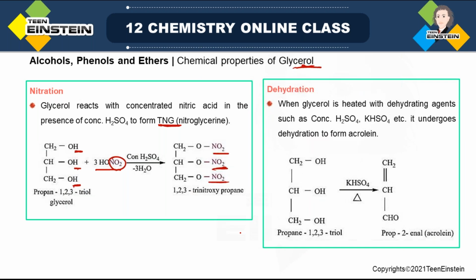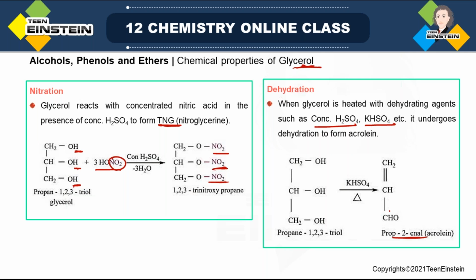Dehydration of glycerol, that means water molecules will be removed. When you heat glycerol with dehydrating agents such as concentrated H2SO4 or KHSO4, now KHSO4 is as if a derivative of H2SO4: just remove one H of H2SO4 and replace it with potassium, it will be KHSO4. It undergoes dehydration and forms acrolein. So here we have written KHSO4 and this molecule, which is basically prop-2-enal.